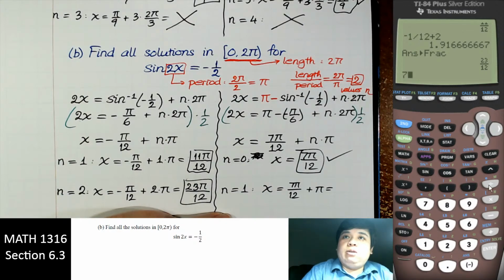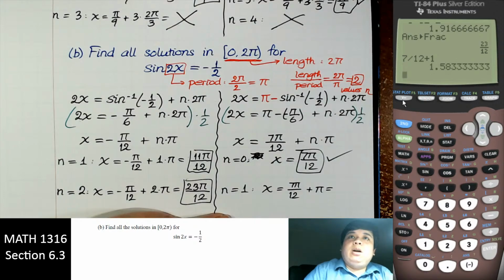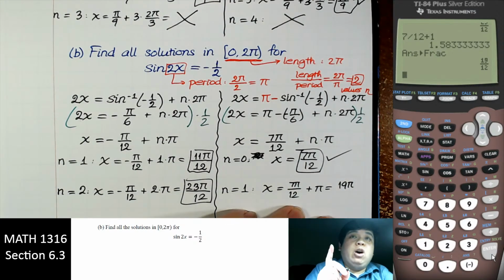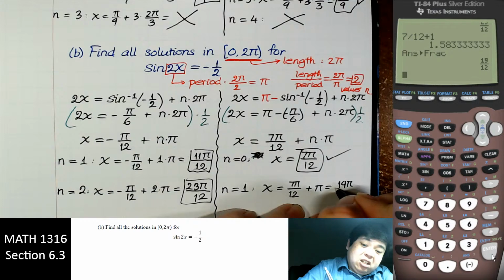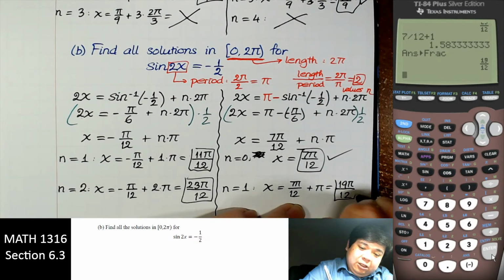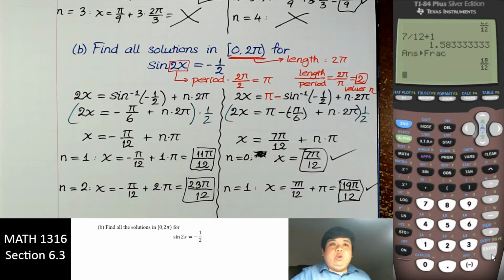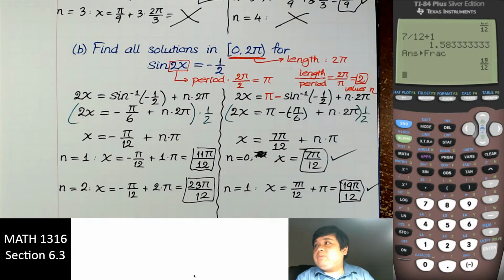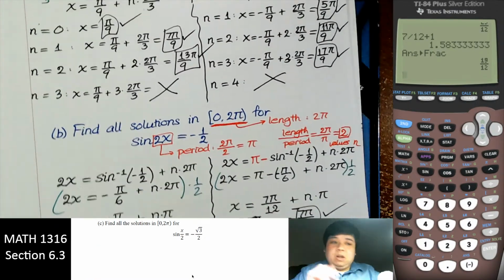what is 7 over 12 plus 1? I change fraction. 19 over 12. And before we convert to fraction, we have 1.588. That's certainly between 0 and 2 pi. So it's good. And here it says that we have two values for n and we have two values for n. So that certainly works. So that's when we have multiple angles. That's what we need to do.